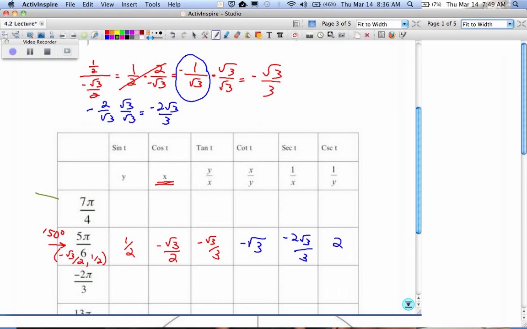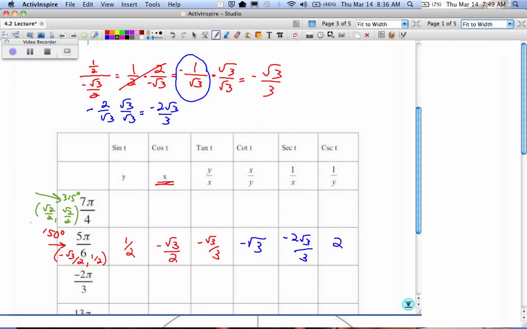this one, 7 pi over 4. Where is 7 pi over 4 on your unit circle? What's it coterminal to, or what's its measure in degrees? 7 pi over 4 is the same as 315 degrees. What's the ordered pair at 315 or 7 pi over 4? Root 2 over 2, comma, root 2 over 2.